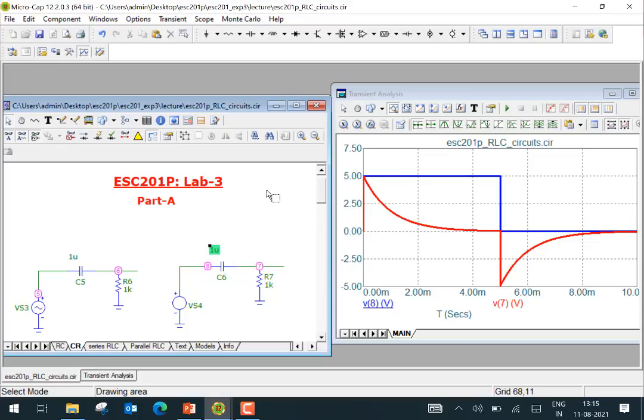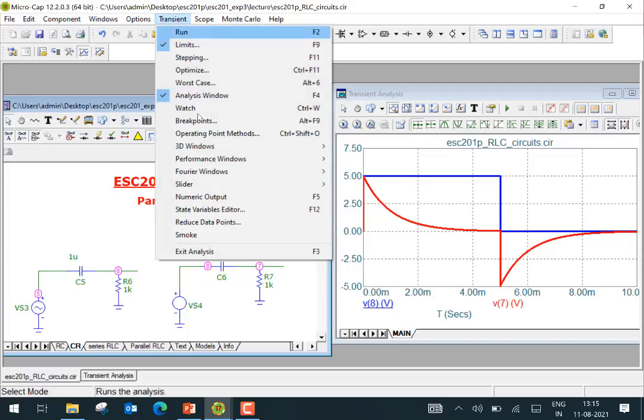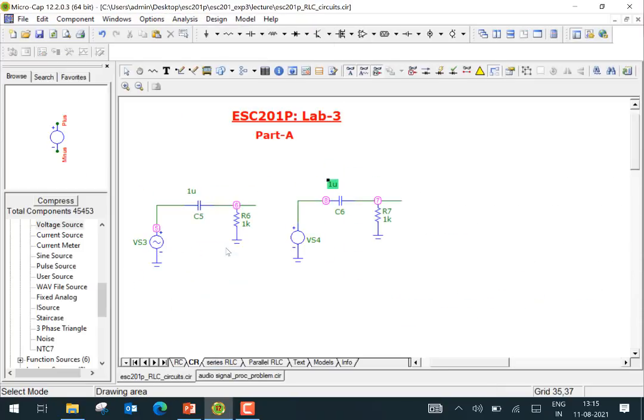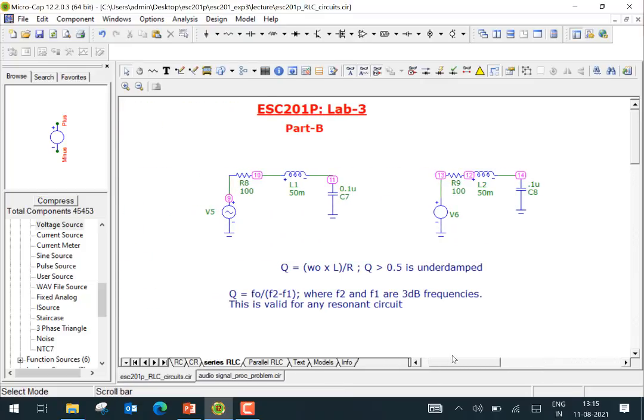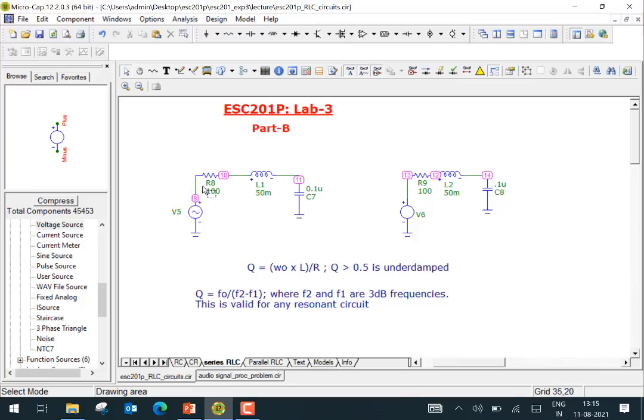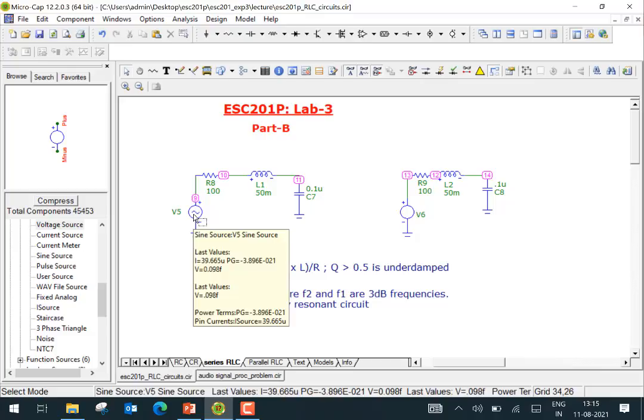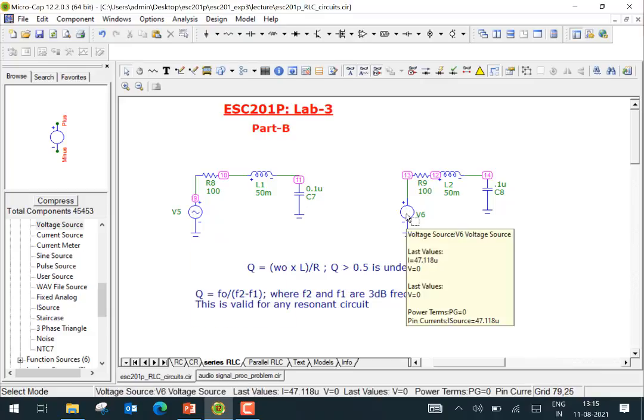a simple RC circuit as a low pass filter and as a high pass filter. All right. The next thing that we look at is series RLC. Right, so this is part B here. As all of you recognize, again we will look at them in the frequency domain, and we'll look at them in the time domain here.